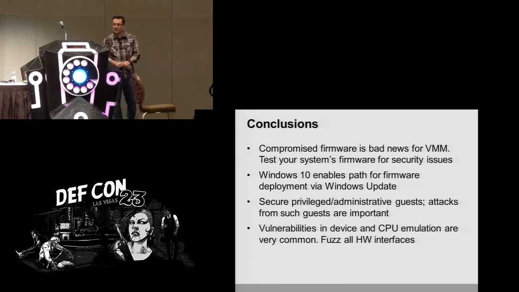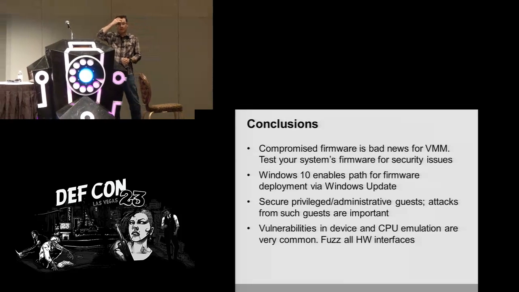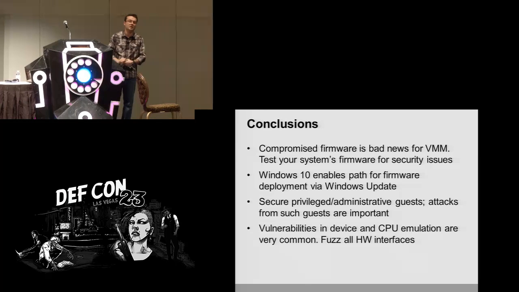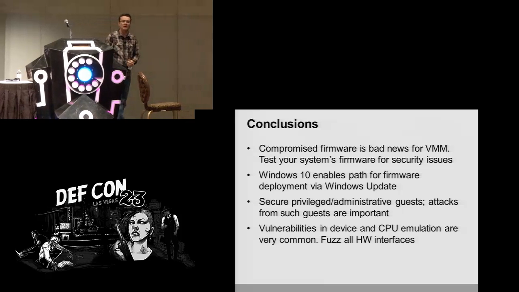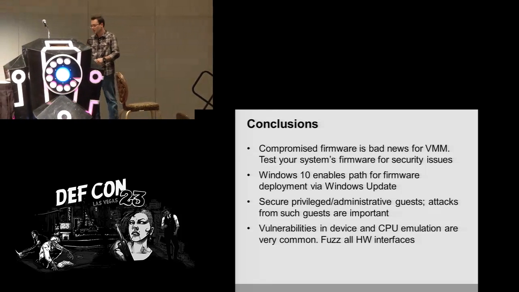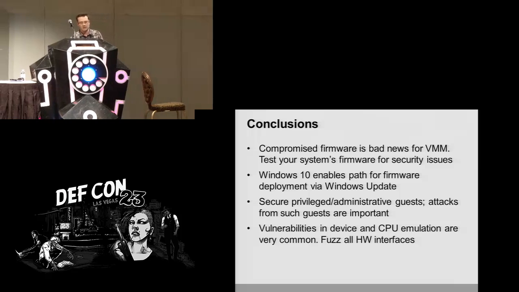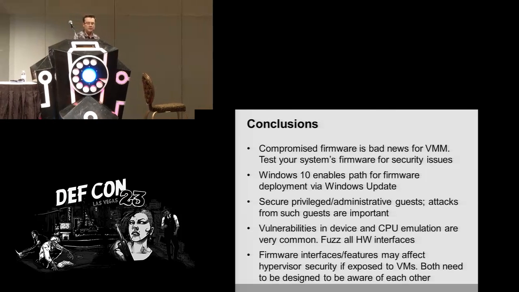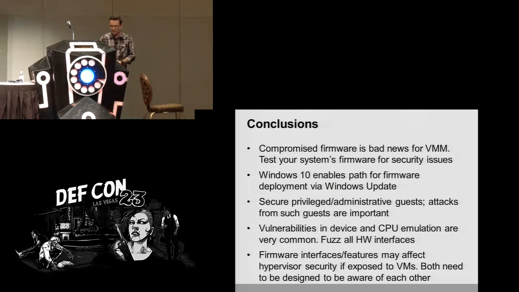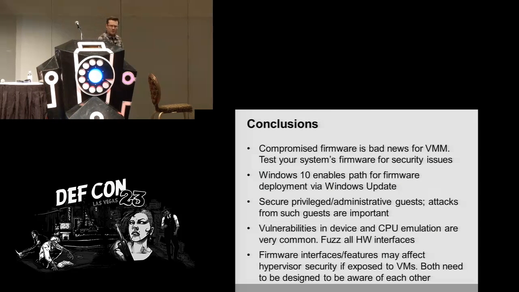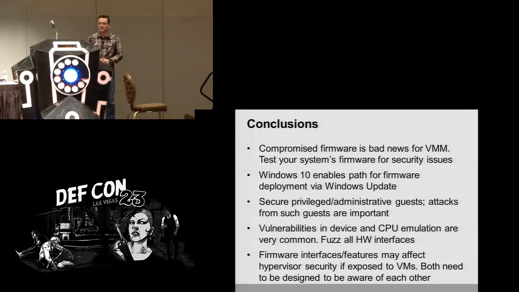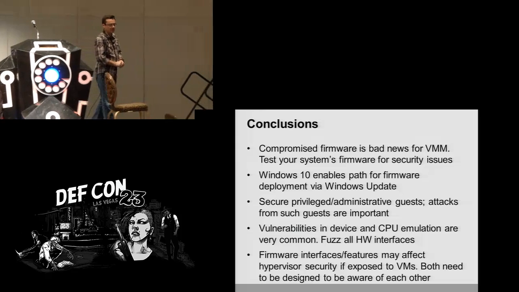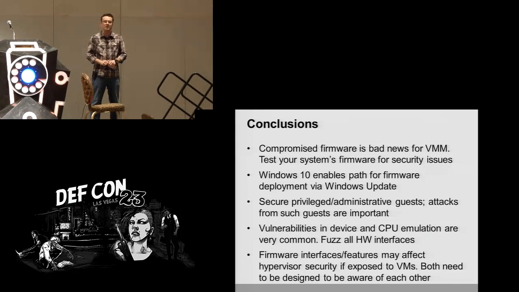The vulnerabilities in device and CPU emulation are very common, so we need to fuzz those interfaces. And we've seen high profile vulnerabilities recently, like Venom and so on. Our team found quite a few of those in device emulation. Those are pretty common and pretty well understood, but the hypervisors need to be fuzzed for those vulnerabilities. Now, the firmware interfaces and features may affect hypervisors if they are exposed to the guests. So both VMMs and firmware need to be designed such that they are aware of each other.